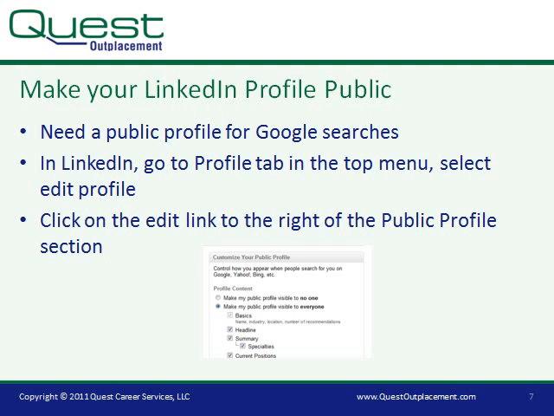First, go to your profile page within LinkedIn. Then click on the Profile tab in the top menu. Next, select Edit Profile. Now click on the Edit link to the far right of the Public Profile section. Once you click on this link, you will see the Customize Your Public Profile box. Be sure the Make My Public Profile Visible to Everyone button is selected.